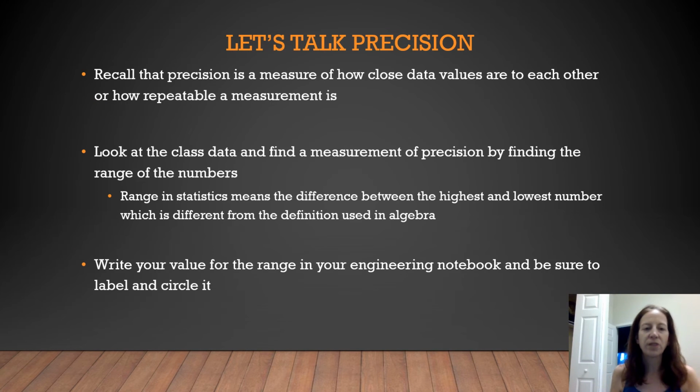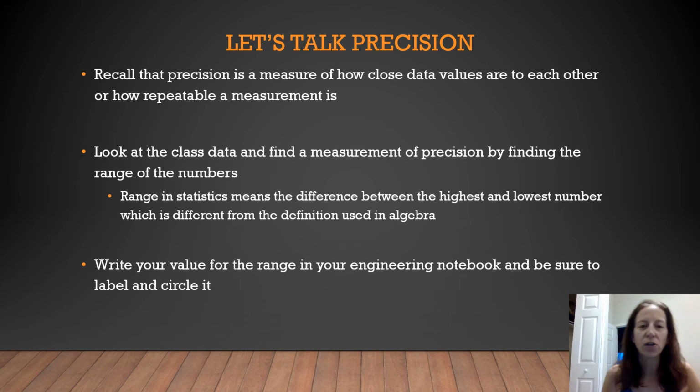Then we're going to talk precision. So recall that precision is a measure of how close data values are to each other, or that is how repeatable a measurement is. So when we did that with the beanbag launcher, you had to launch the beanbag and then you do the circle around it. And the smaller the circle, the more precise your beanbag launcher was.